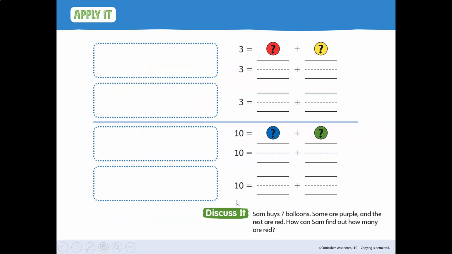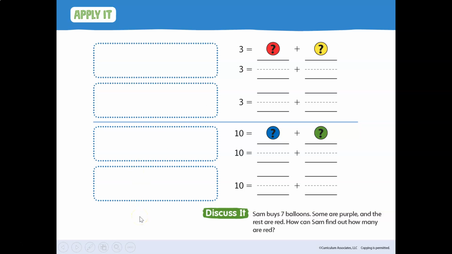All right, we're going to go on to this page and I'm going to give you a problem and you are going to draw the picture here and then you're going to write 2 different equations. So there are 3 balloons. Some of the balloons are red and some of the balloons are yellow. Go ahead and pause and solve that in 2 different ways.